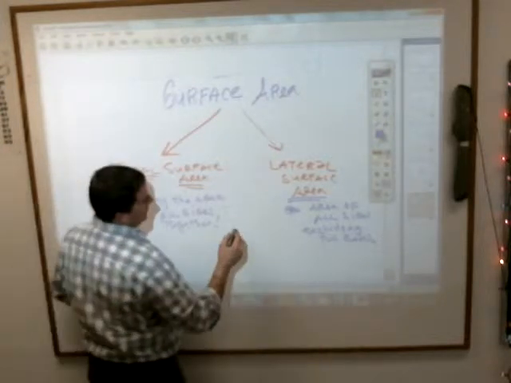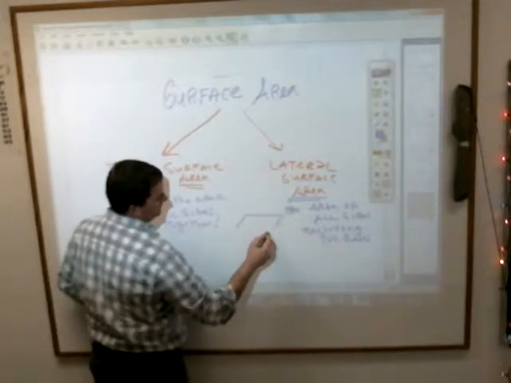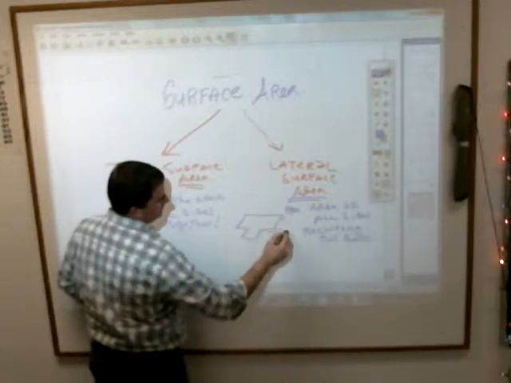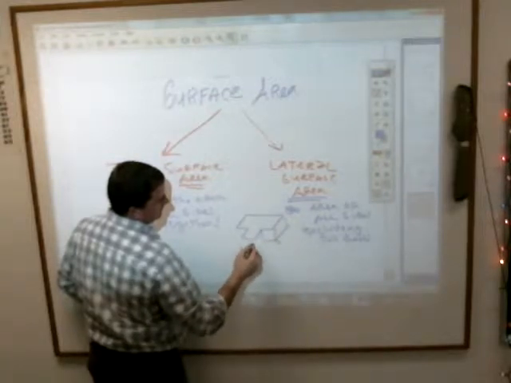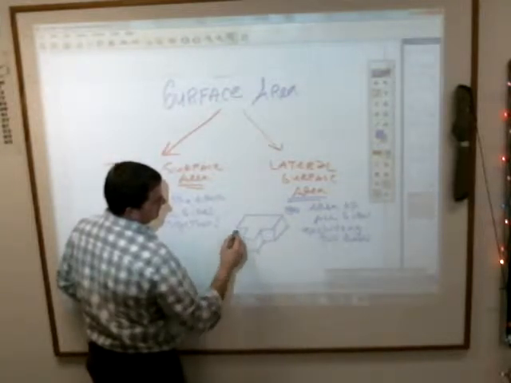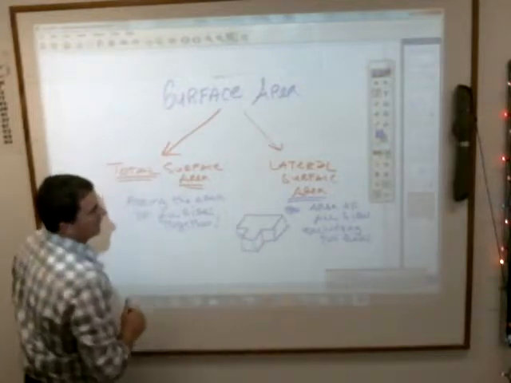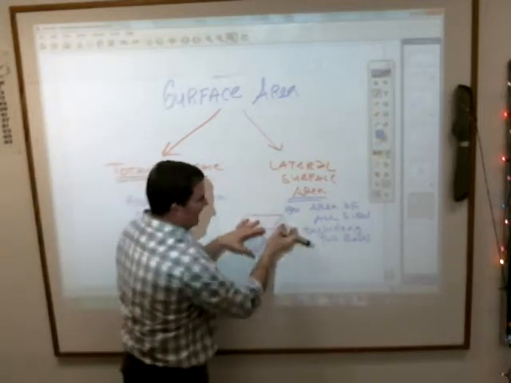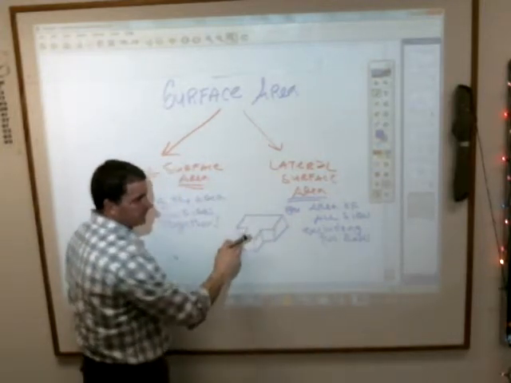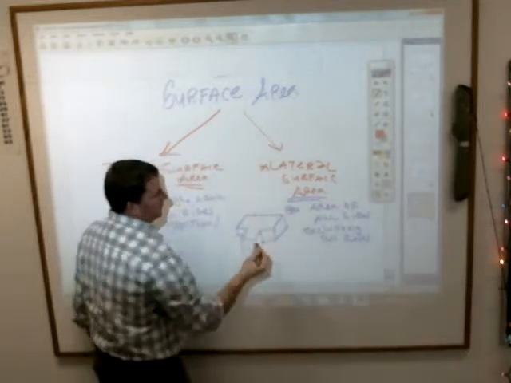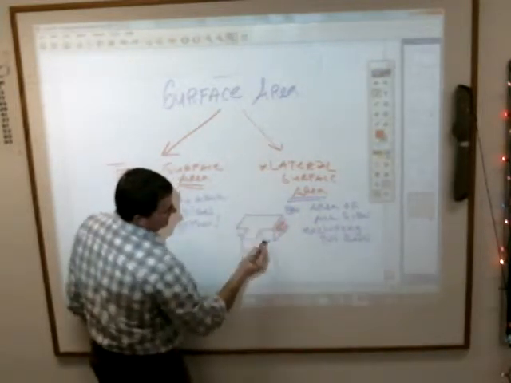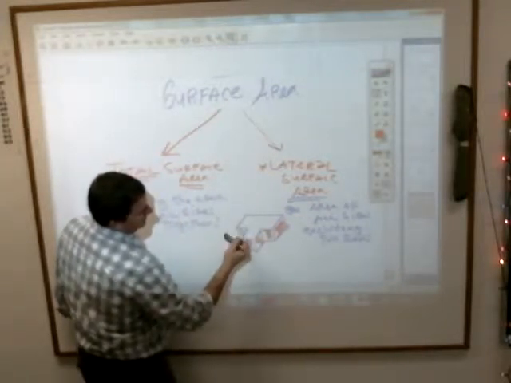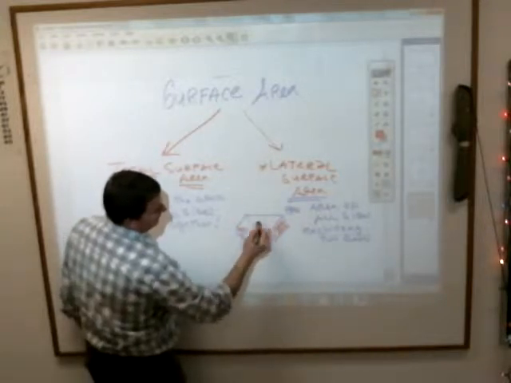In other words, if you had a shape that looked like this, total surface area would be everything: the top, the bottom, the bases, the left side, right side, whatever. The lateral surface area would just be everything but that T shape. It would be this, plus this, plus this, plus this, plus this, plus the sides you can't see. There's a side over here that you can't see.